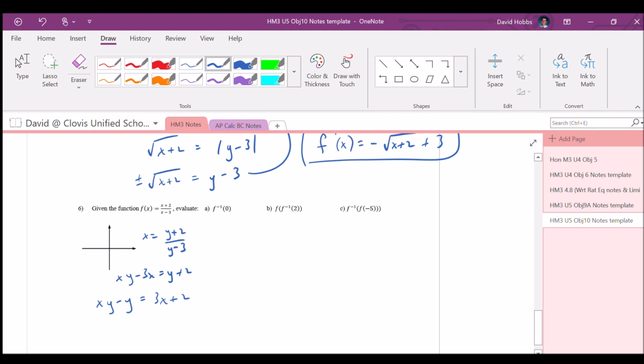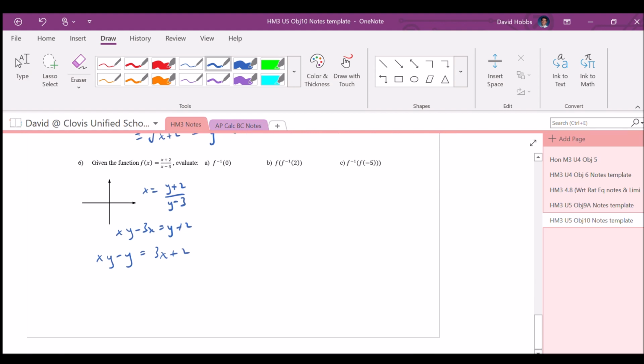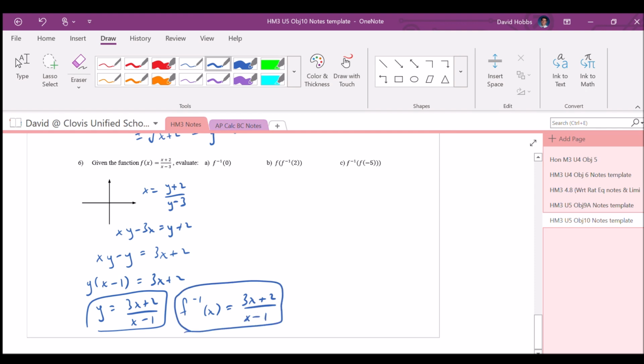Now, this is the part that sometimes stumps some students, but we've got to be better than that. How are we going to get y by itself? There's a GCF of y. And so y equals 3x plus 2 all over x minus 1. In other words, f inverse of x is 3x plus 2 over x minus 1. So there's our function, f inverse.